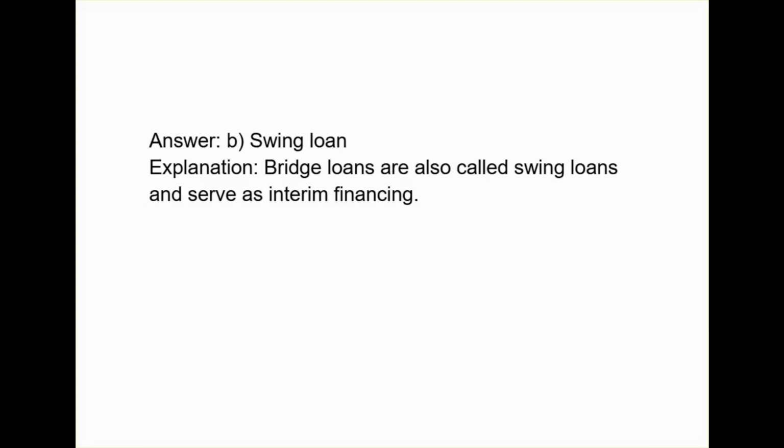A bridge loan is also known as A. permanent loan, B. swing loan, C. blanket loan, D. subprime loan. B. Swing loan. Bridge loans are also called swing loans and serve as interim financing.